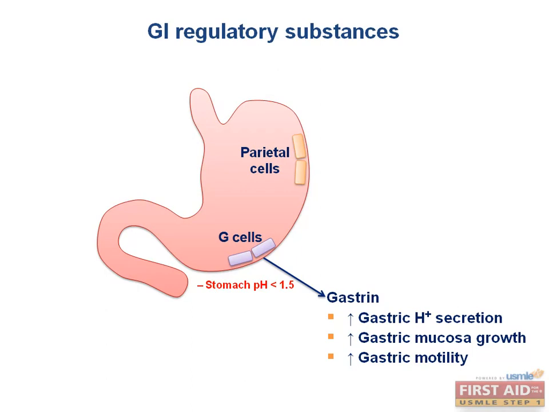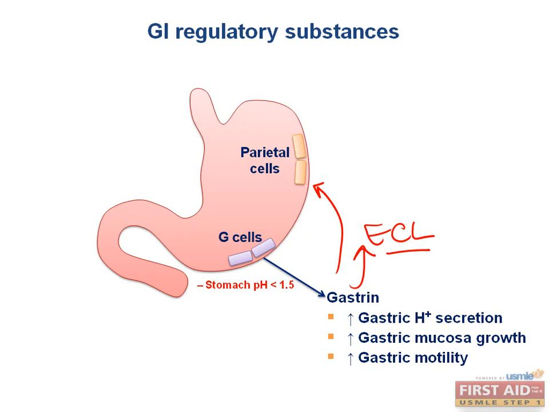Well, gastrin works by acting on the enterochromaffin-like, or ECL cells, which then leads to histamine release. This acts to increase parietal secretion of HCl. Gastrin also directly acts on parietal cells to increase acid release, but this is more minor compared to its effect on ECL cells.